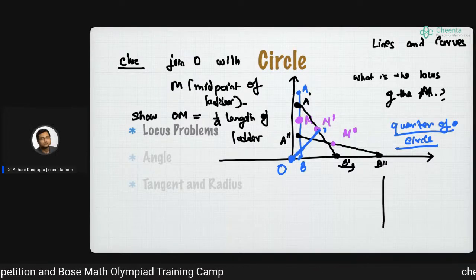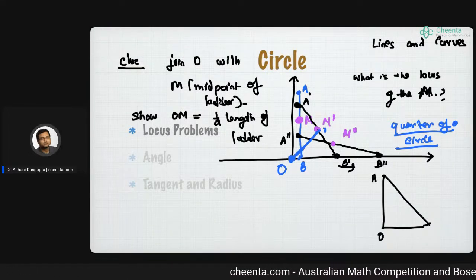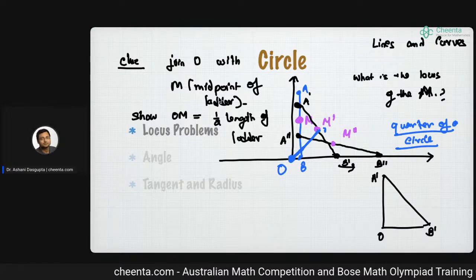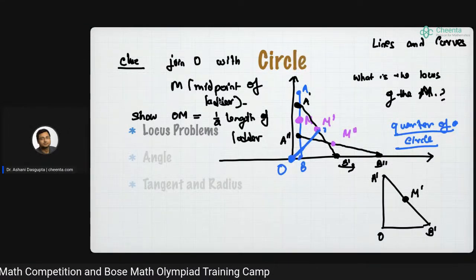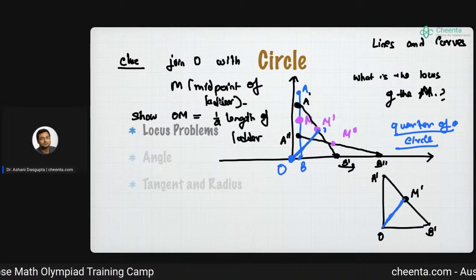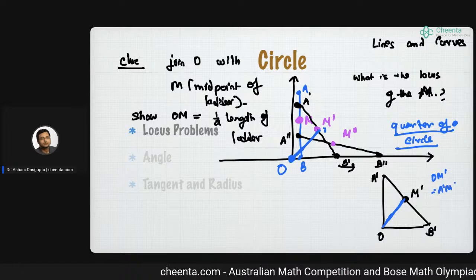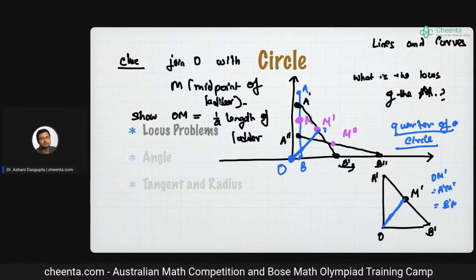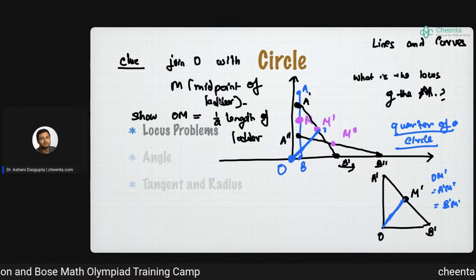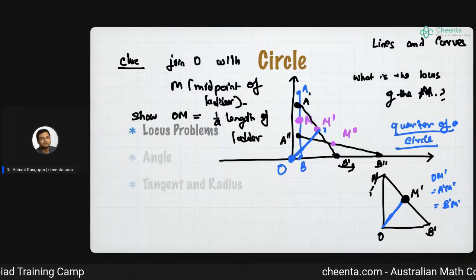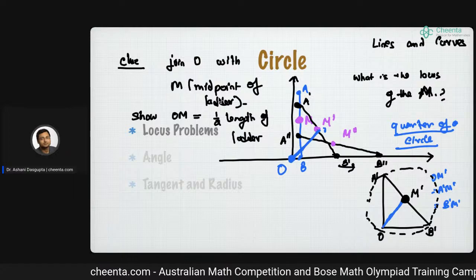If you look at right angle triangles, each of these positions defines a right angle triangle. If you take the midpoint of a right angle triangle and join it to the vertex O, you can check that OM prime is equal to A prime M prime is equal to B prime M prime. This is always true. In fact, if you draw a circle with M as the center and OM as the radius, you will get the circumcircle of this right triangle.